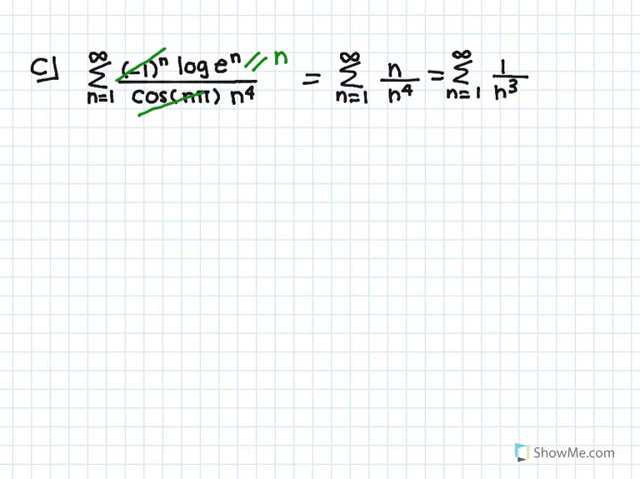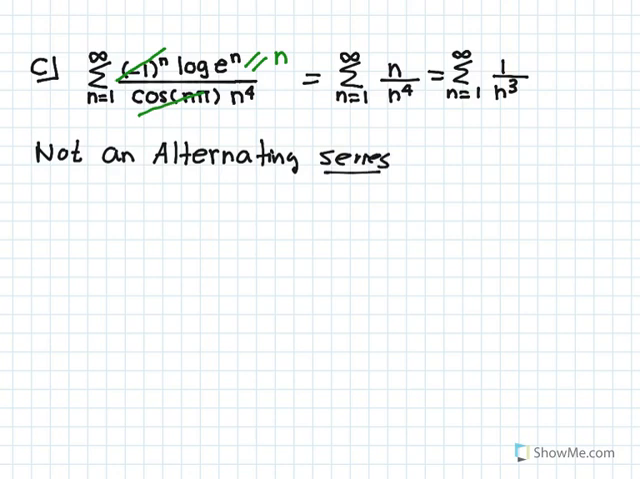So after simplification, we realize that the given series is not an alternating series. Even though it looked like an alternating series, it's not, because cos of n pi cancels with negative 1 to the n.